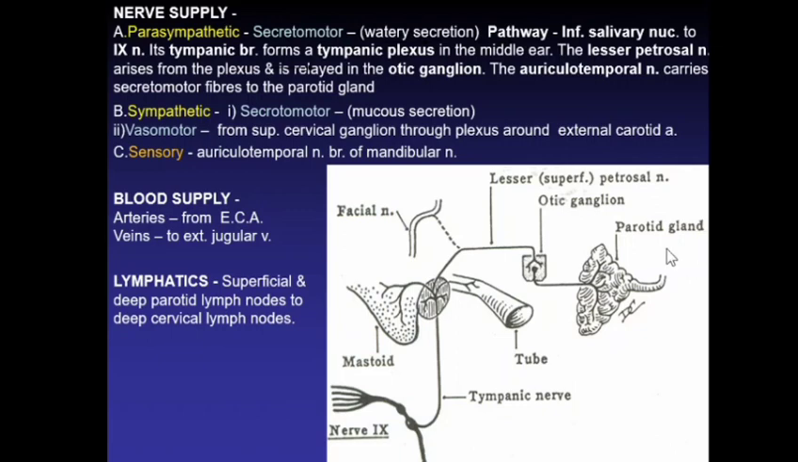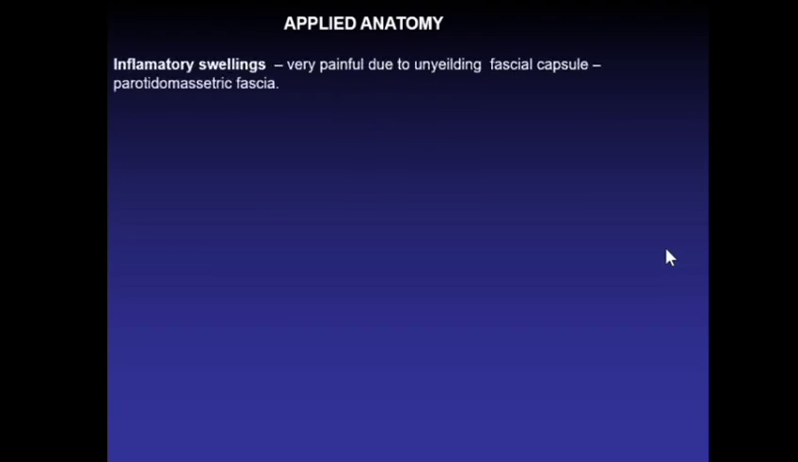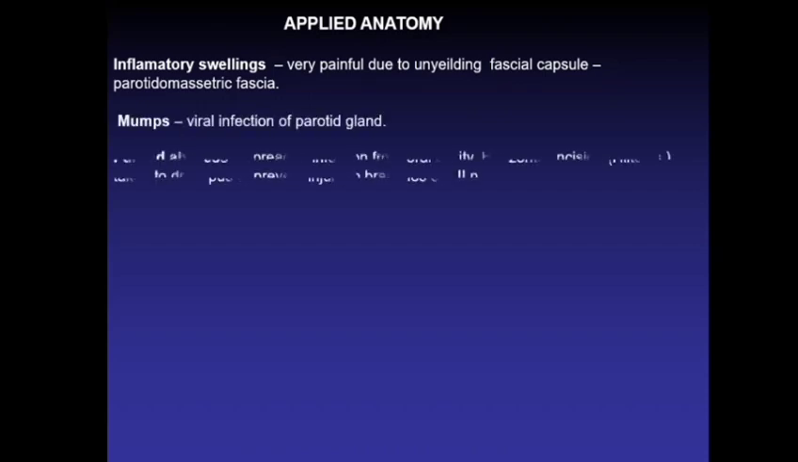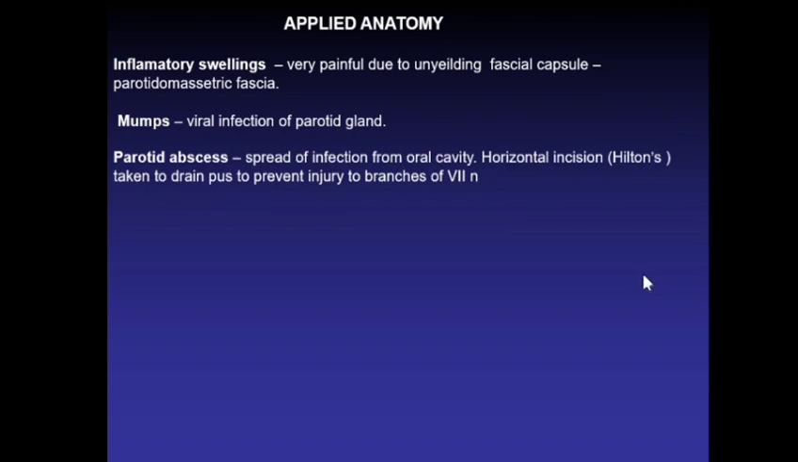Now we'll see the applied anatomy of the parotid gland. Inflammatory swellings are very painful due to the capsule, that is the parotidomasseteric fascia. Mumps is a viral infection of the parotid gland. Then parotid abscess, spread of infection from the oral cavity. A horizontal incision is given to drain the pus and to prevent injury to branches of the 7th cranial nerve, that is the facial nerve. Mixed parotid tumors are slow growing, benign, painless tumors.